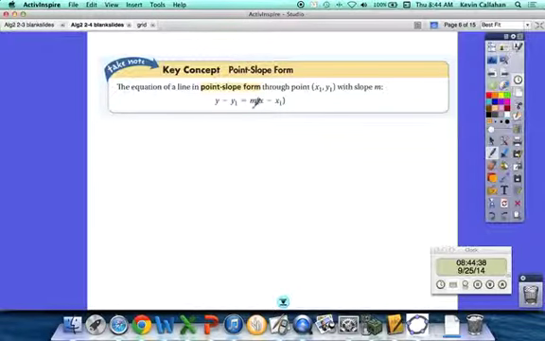Sometimes you're going to see that written like this: y minus y1 equals y2 minus y1 over x2 minus x1 times x minus x1. So they fill in the formula for slope in place of the m, which is fine.